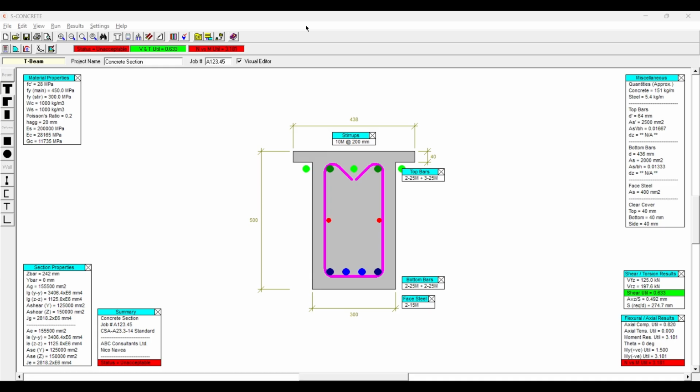The dead load is 50 kilonewton meter. The live load is 20 kilonewton meter. Factored load is 92 kilonewton meter. Maximum shear is 368 kilonewton. The maximum moment is 736 kilonewton meter.